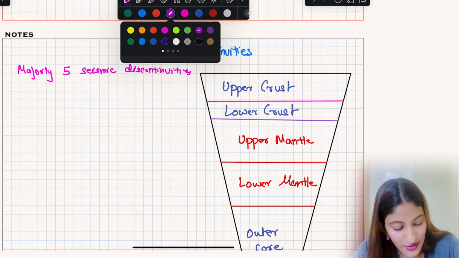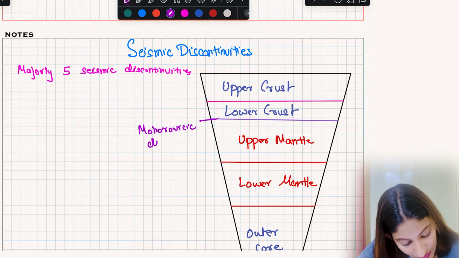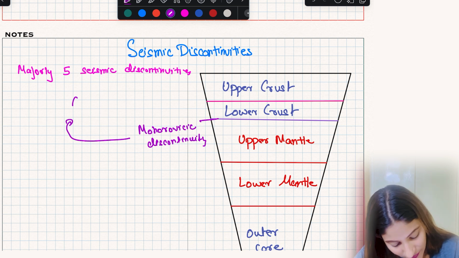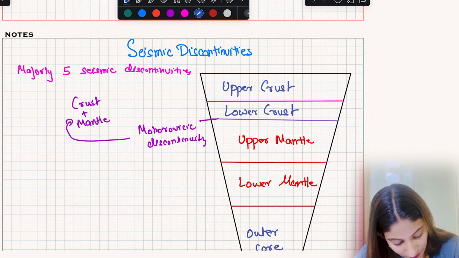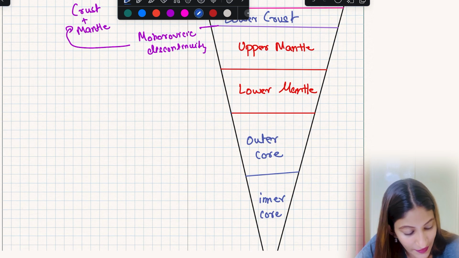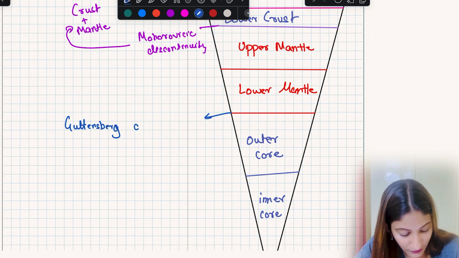First is, of course, between the crust and the mantle, we have the Mohorovičić discontinuity. Keep this in mind. This is between whom? Crust and the mantle. Then between the mantle and the core, we have the Gutenberg discontinuity.